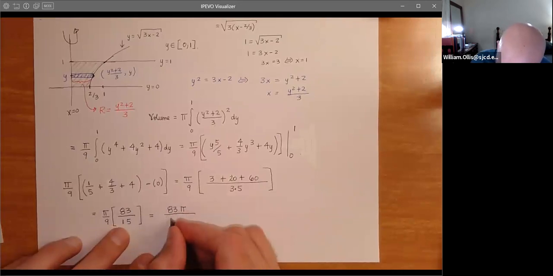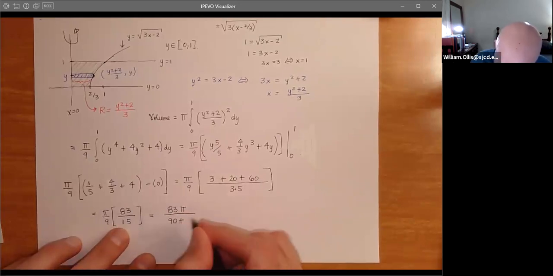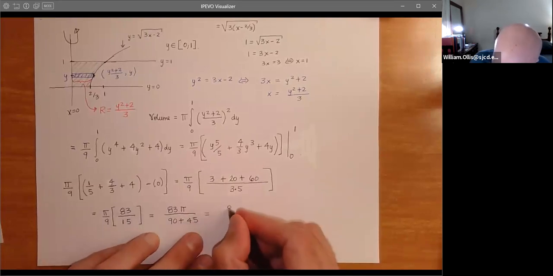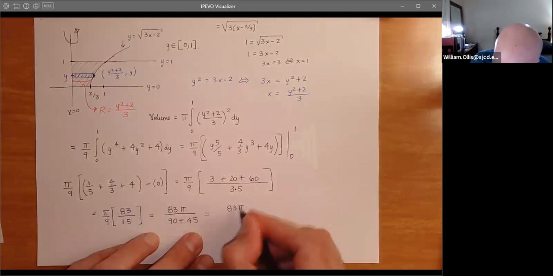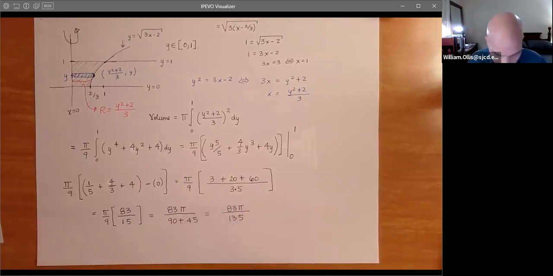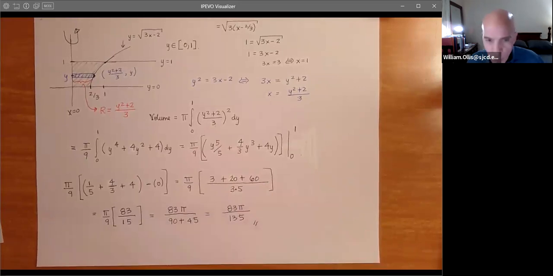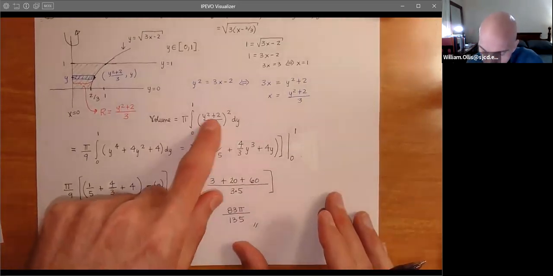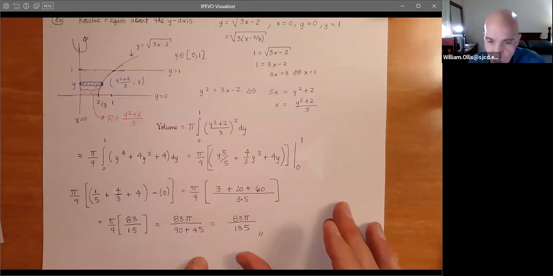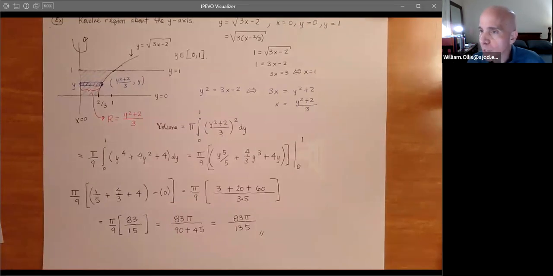And then, of course, we have a 90 plus a 45. So that's an 83 pi divided by 135. That looks a little better. No, the numerator looked a little small. So remember, when you square this, of course, that's the 2y squared times the 2. So like I said, there's no unimportant step in the problem.